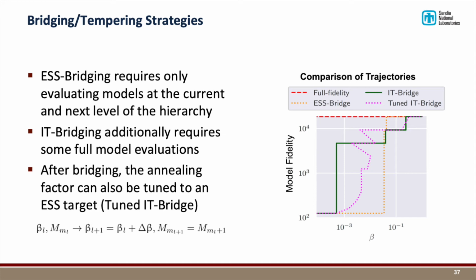So we can see some of these trajectories in one of our experiments where we look at these three different results. So we see that the ESS bridging and the IT bridging are only taking these horizontal and vertical lines, but this tuned trajectory can effectively choose both the annealing factor and the model fidelities.